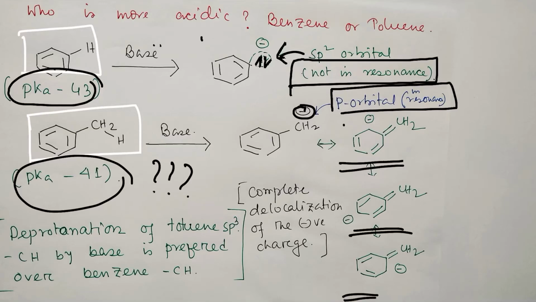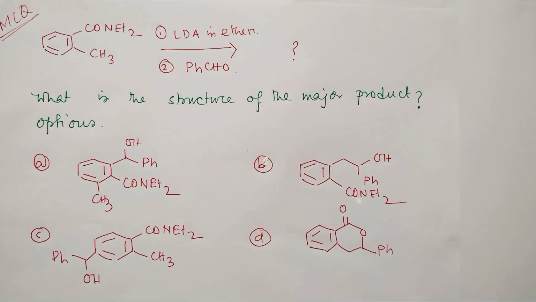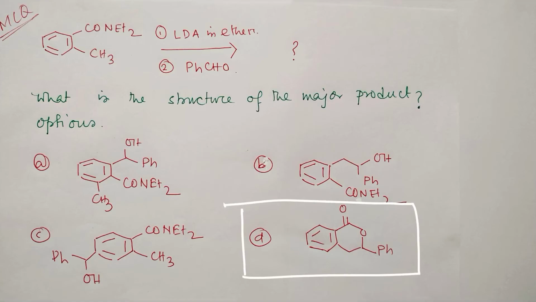So this means complete delocalization of the negative charge is possible, and we know that more electron delocalization is equivalent to more stabilization, and if the conjugate base is stabilized more, the acidity will be more. That's why deprotonation of toluene's proton is preferred over benzene, and that is reflected in this reaction. So in today's problem, what is the answer to this question? The answer is D. By the way, this is a simple chemistry-based, point-to-point explanation.